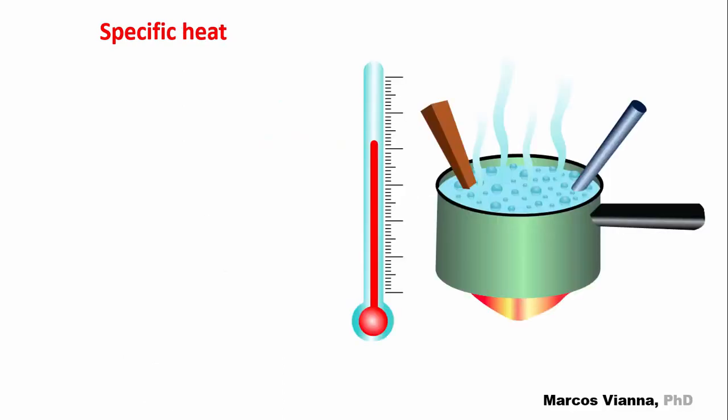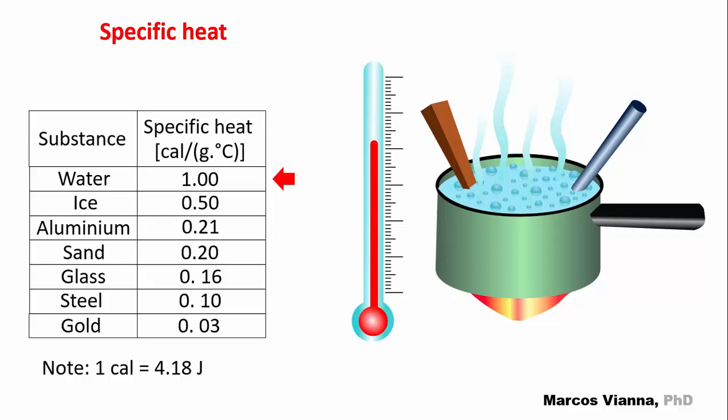Specific heat is the quantity of heat required to raise the temperature of 1 gram of a substance by 1 degree Celsius. The units of specific heat are usually calories per gram per degree Celsius or joules per gram per degree Celsius. Water has a high specific heat. We'll see in other videos how difficult it is to vary water temperature. Here are the specific heats of some common substances, so you can compare them to water. Note that 1 calorie equals 4.18 joules.